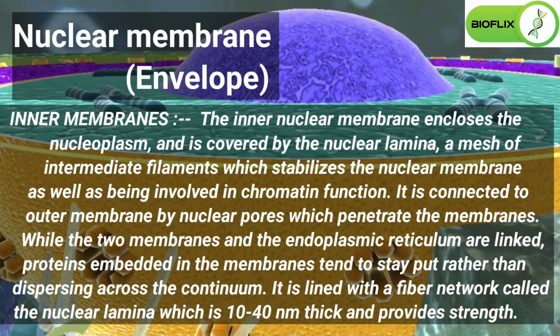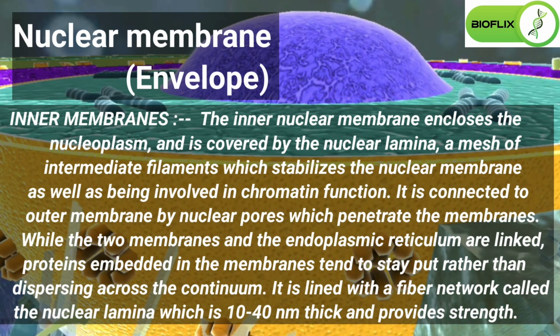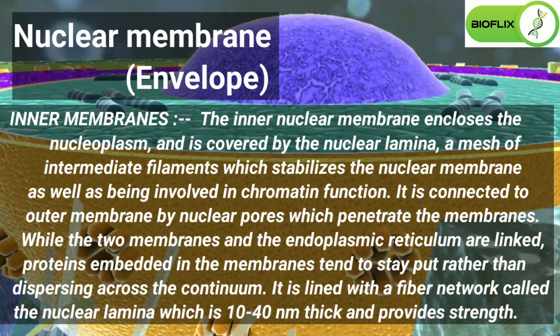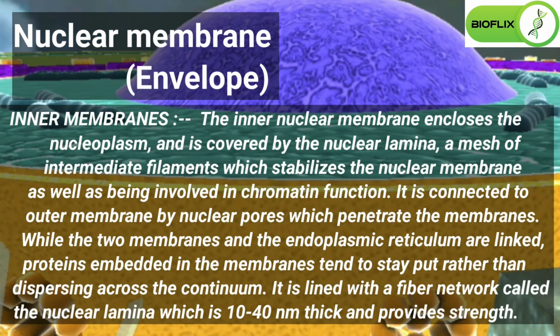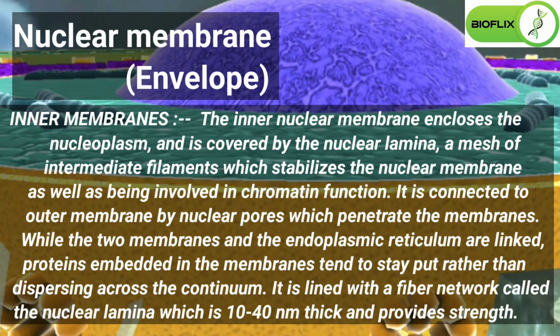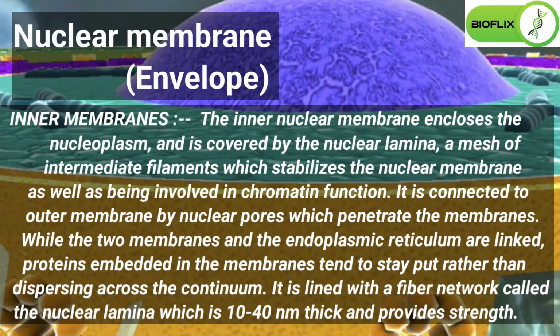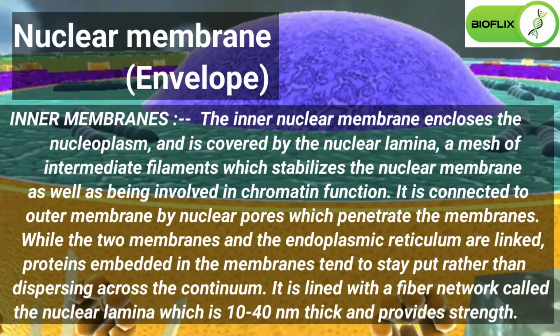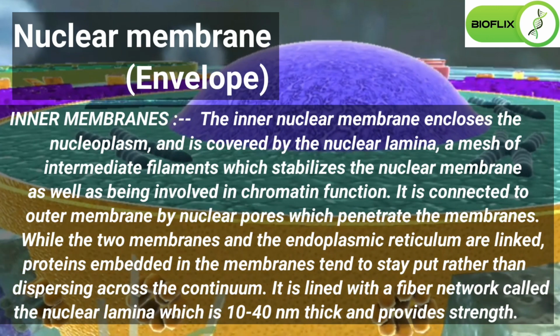The inner nuclear membrane encloses the nucleoplasm, and is covered by the nuclear lamina, a mesh of intermediate filaments which stabilizes the nuclear membrane as well as being involved in chromatin function. It is connected to the outer membrane by nuclear pores which penetrate the membranes.